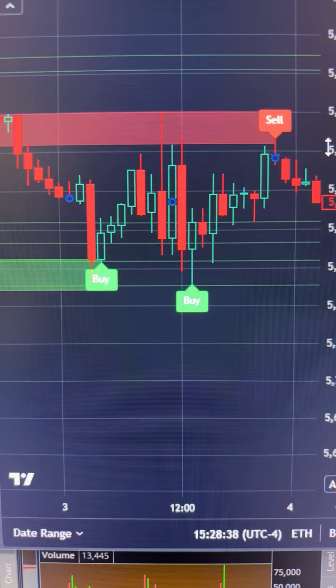As long as I follow my plan, it's winning week for me. You know, it took me a long time to get the discipline I have now with trading. And anytime I follow my plan, I'm just thankful I have that discipline.